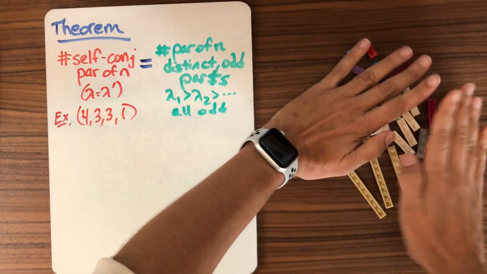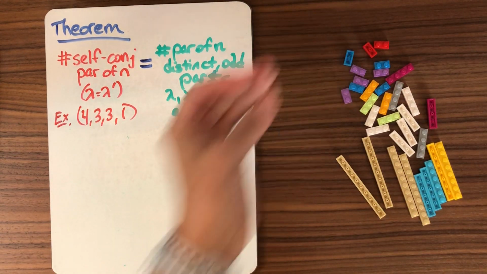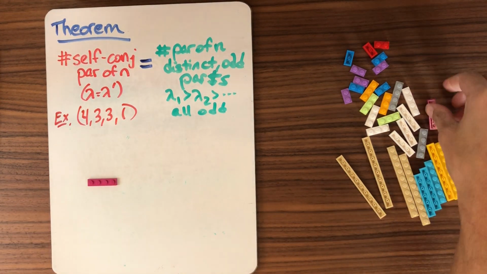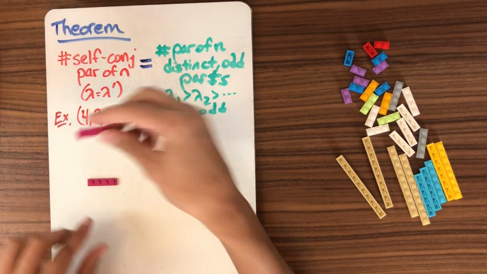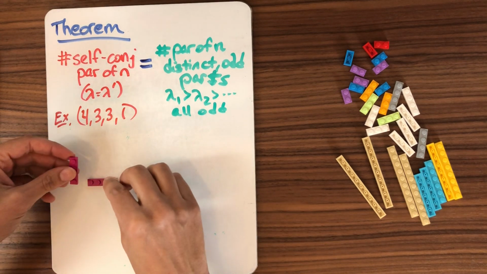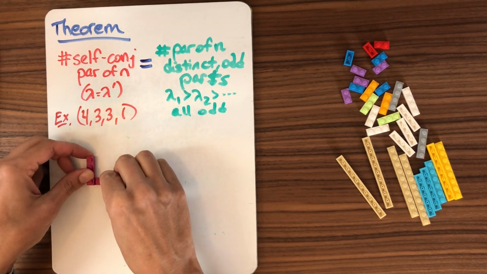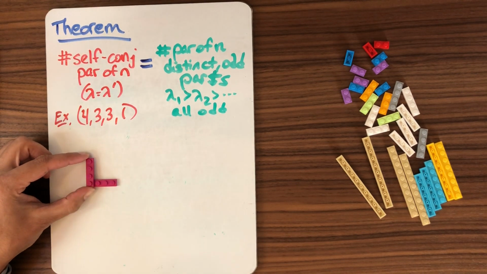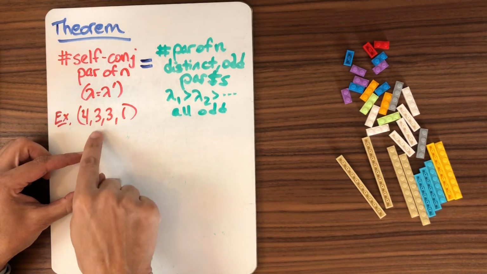So I'm going to get a bunch of parts. Here are my parts, and I've got a part of length 4, so I'll start with that one. And I know that it's self-conjugate. So here's something I can do: I could just go ahead and stick another part of length 4 up top, because if it's 4 this way, then to be self-conjugate it's going to have to be 4 that way. That's fine. Now I need 3.